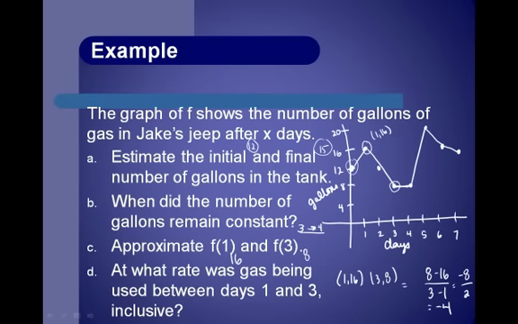Now let's look at the graph for a second. We said the initial amount was 12 gallons of gas. Because it went up here, that looks like we went and added 4 more gallons of gas. And then we lost gas at a rate of 4 gallons per day here. Between days 3 and 4, it stayed constant, which means the Jeep was probably parked.